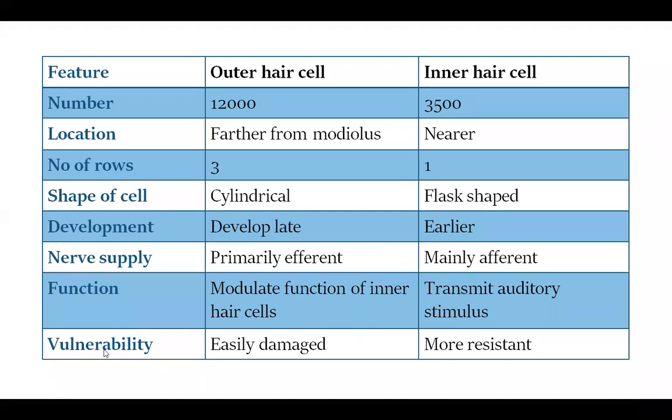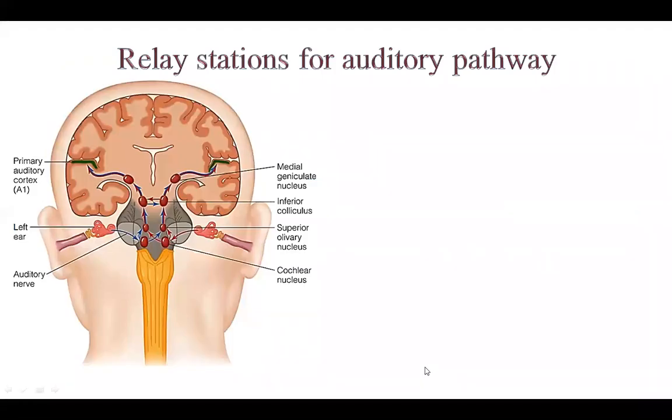Whereas coming to vulnerability, outer hair cells can get easily damaged, whereas inner hair cells are more resistant to damage. Come to the relay stations of the auditory pathway. That means once the action potentials are generated within the cochlea, how do they reach the brain? So to reach the brain, they have these relay stations.